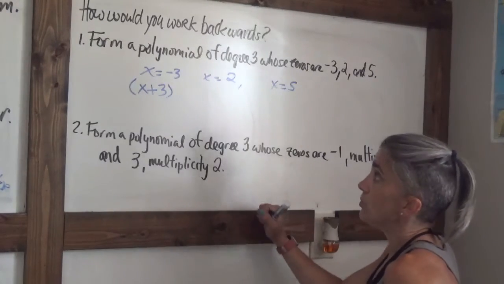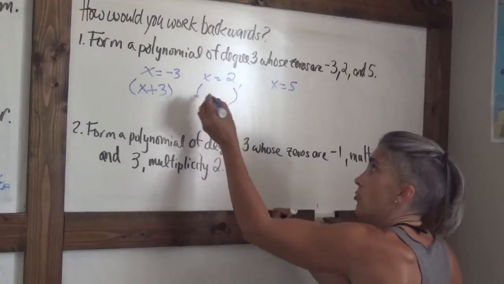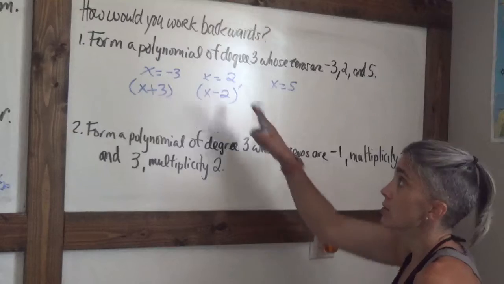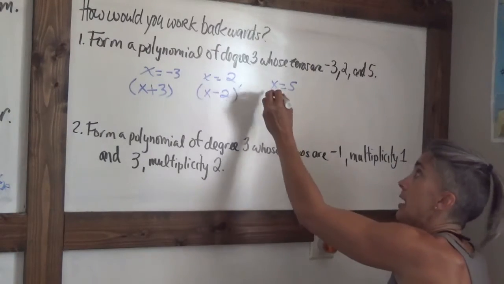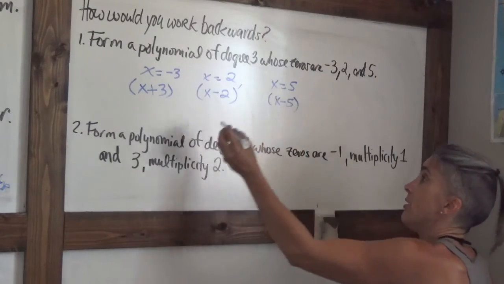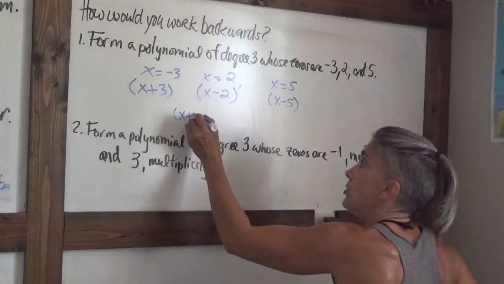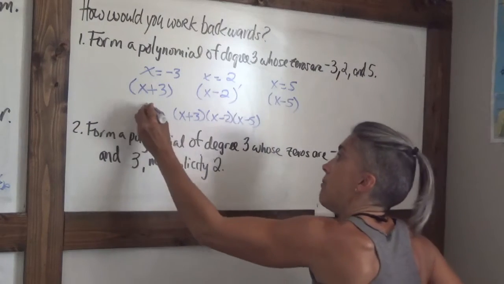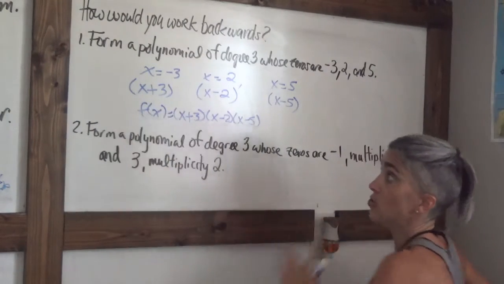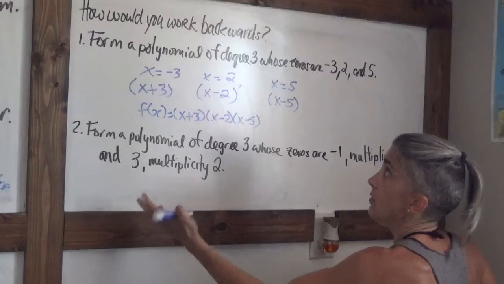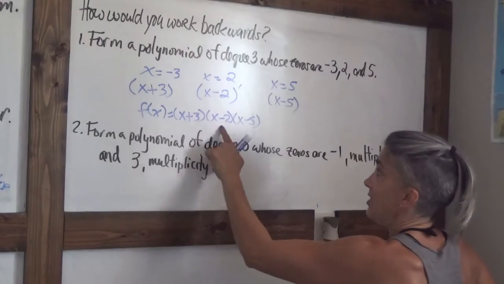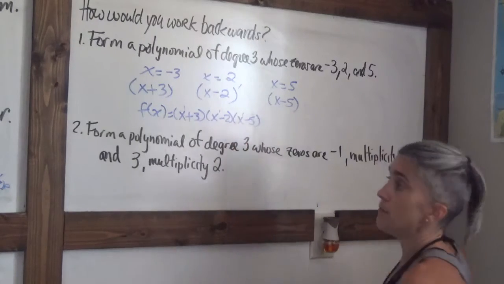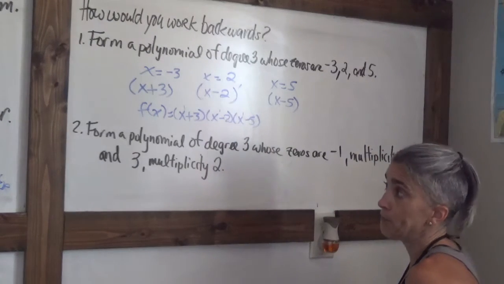Alright, let's work backwards from 2. What would that have been originally? x minus 2, right? Because if I made that equal to 0, I would get 2. And for 5, x minus 5. So you don't have to multiply it out. This is my polynomial in its factored form. Is this of degree 3? Well, if it's factored, we said we have to always add up all these exponents. So 1, 1, and 1, yep, it's a degree 3 polynomial.